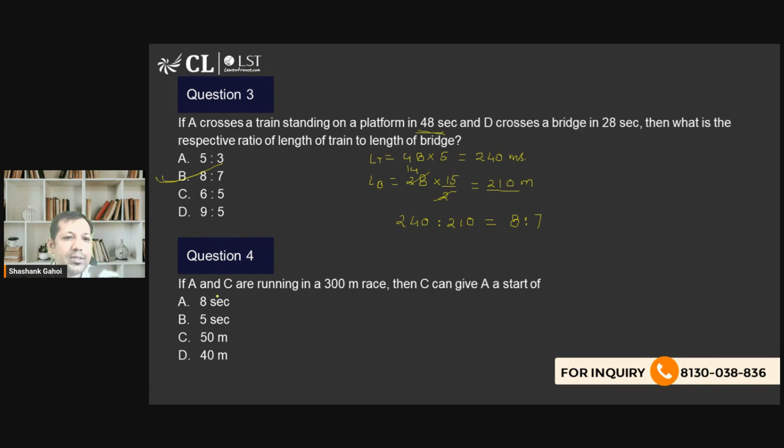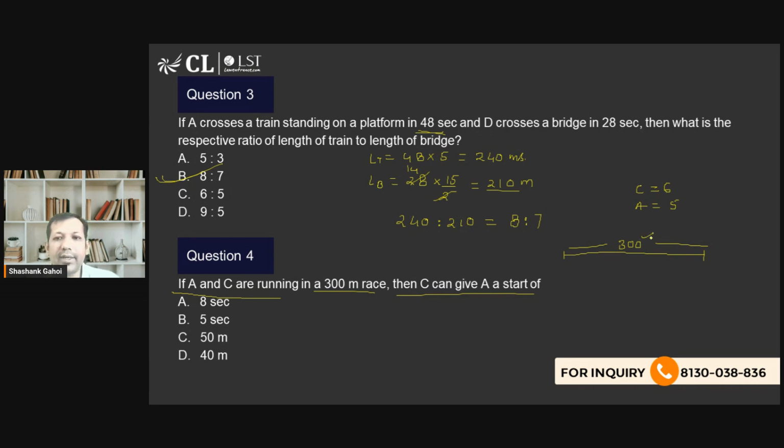Now let's move on to question number 4. What does it say? So it says if A and C are running in a 300-meter race, then C can give A a start of how many meters? So the total race is 300 meters. Okay. What is the speed of C? Speed of C we already figured out, that is 6. What is the speed of A? That is going to be 5.